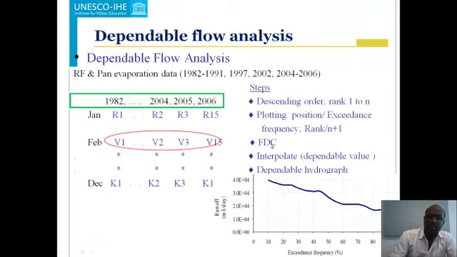And then for each month we generate flow duration curves, and then we know for each month what exceedance frequency, or what dependable value, it will have. For instance, in this graph we can read that 90% of the time this value, which is 2 times 10⁴ cubic metres per day of discharge, will be exceeded.